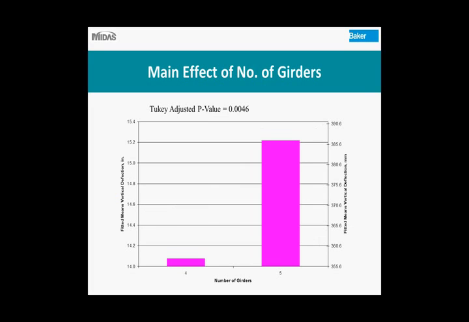So this graph is showing the main effect on the vertical deflection of the number of girders. So remember, we only had two options in our study. We either had 4 girders or 5 girders. So you can see the fitted means vertical deflection for the 5 girder bridges is much higher when compared to our 4 girders. So this is just showing that if we have 5 girders instead of 4, our vertical deflection is going to be higher.